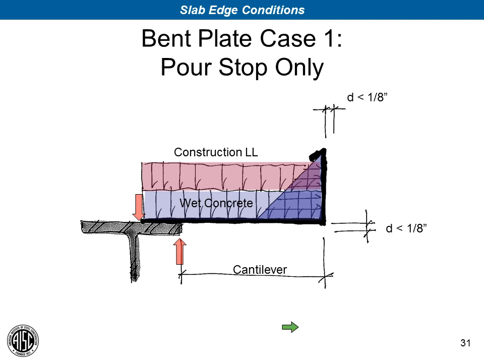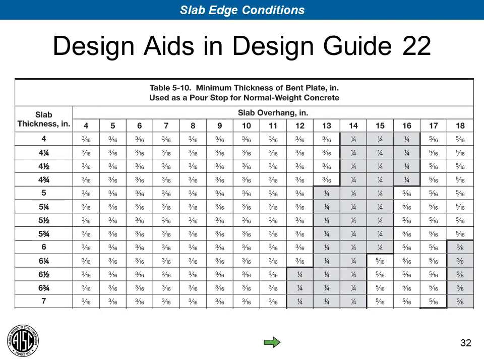And just as SDI has done, when we were developing Design Guide 22, we developed a couple of tables, as you see here, for selecting a light gauge pour stop or designing a hot rolled steel bent plate pour stop for a variety of slab overhangs and slab thicknesses. And we limited our bent plate thickness to 3/8.